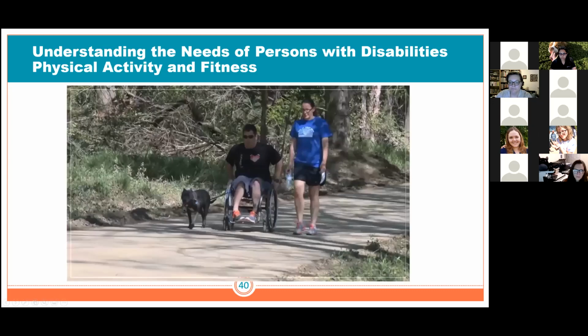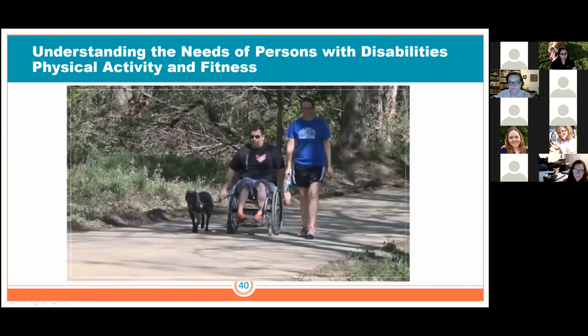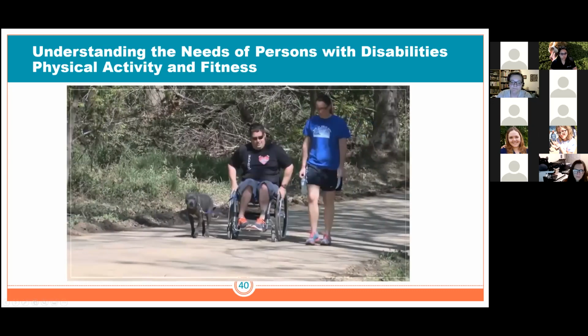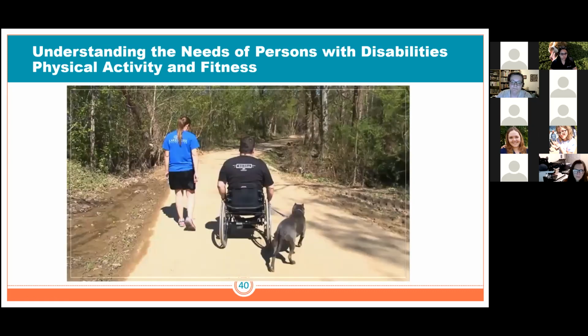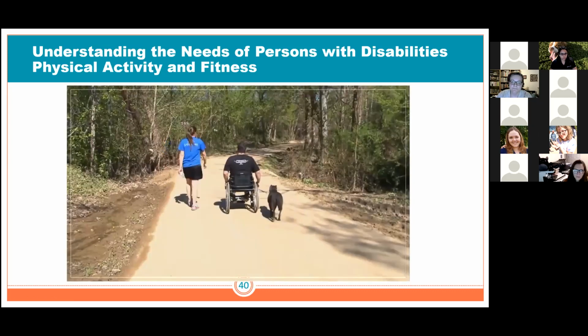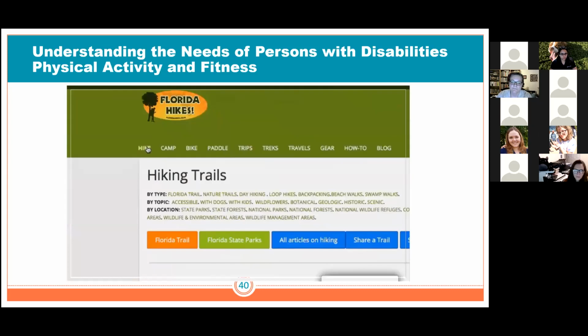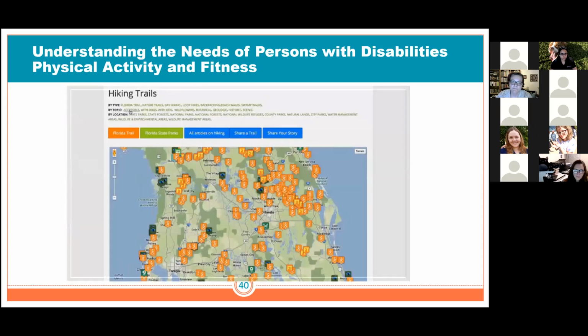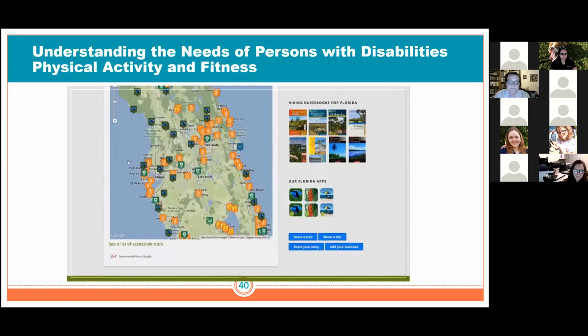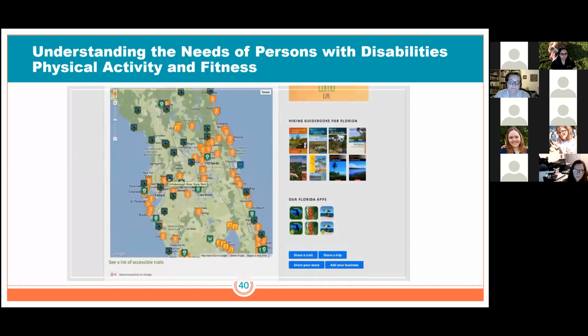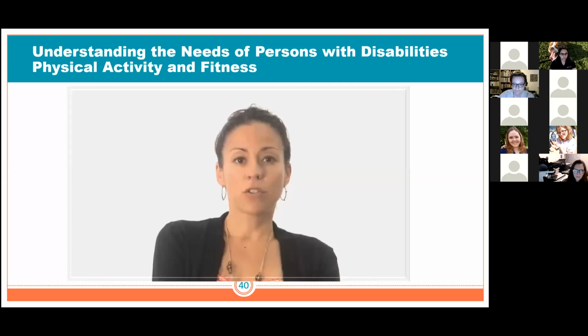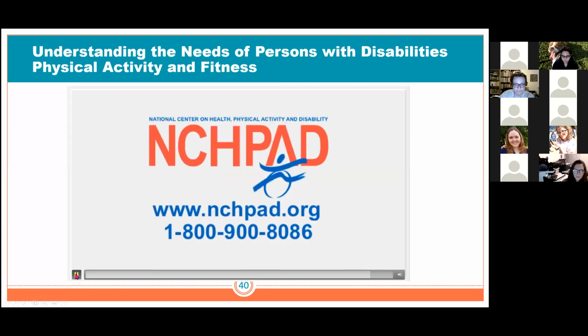If you don't live in an area where you can just go for a walk right out your front door, you can always go to a local park or walking trail. Florida has numerous walking and hiking trails all throughout the state. To find one near you and note its accessibility, you can go to floridahikes.com and search accessible trails. To find more information on exercising with a disability, feel free to visit the National Center on Health, Physical Activity, and Disability.